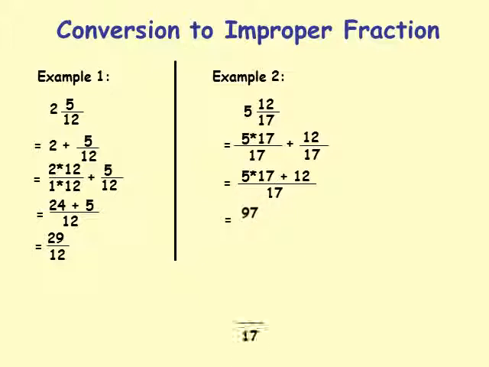Okay, so that's 85 here and 12 here. 85 plus 12 is 97. 97 by 17. So this is the mixed fraction we started with, and we changed it to an improper fraction. 5 as a whole number, 12 over 17 as a proper fraction. After we multiplied 5 by 17 and divided by 17 and added 12 over 17, I got 97 over 17. That is my improper fraction, which represents the mixed fraction of 5 as a whole number, 12 over 17 as a proper fraction.